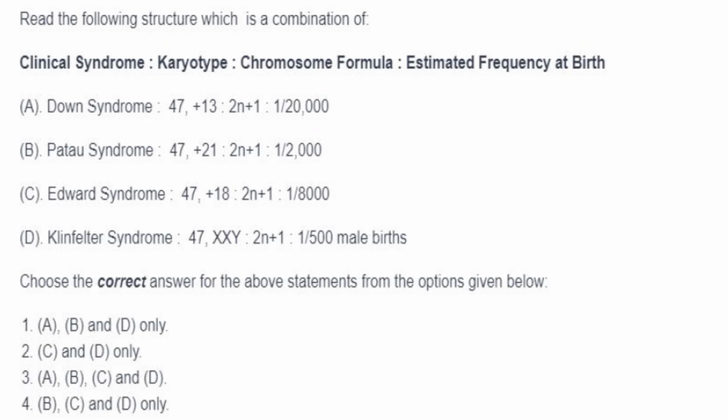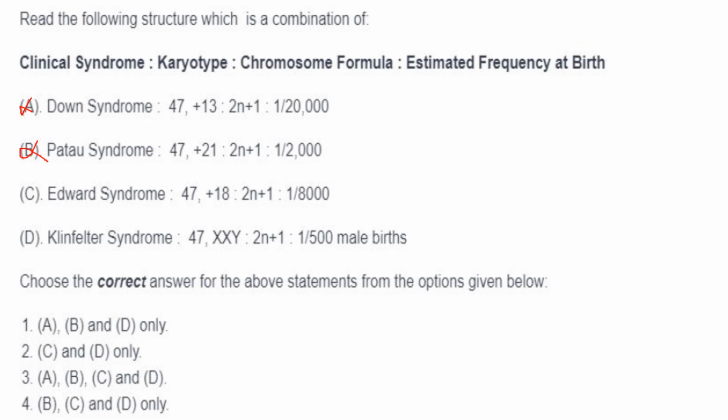Then Patau syndrome, again the karyotype is 47 plus 21. It is not 21 in case of Patau syndrome. It should be 47 plus 13. Patau syndrome is trisomy of the 13th chromosome. And 2n plus 1 chromosome formula is correct. 1 by 2000 is the estimated frequency at birth. No, it is 1 by 20,000. So again A is not correct. B is also not correct.